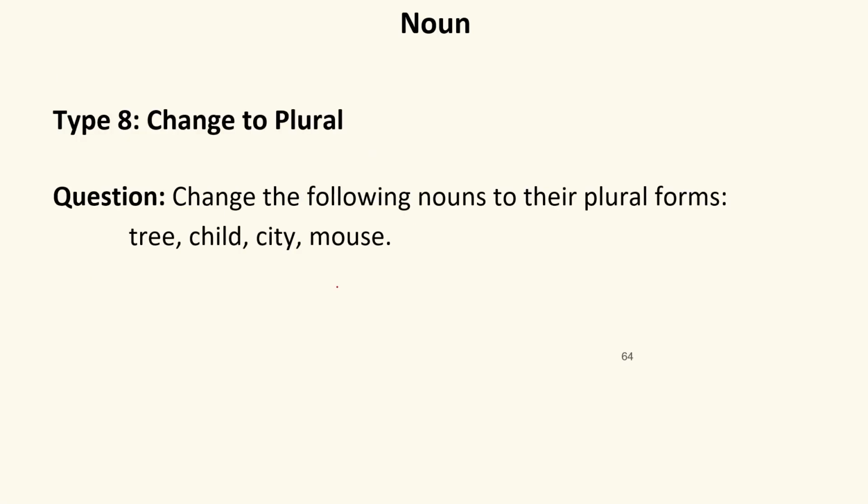Change the following nouns to their plural forms. Now tree can be converted into plural form like trees. Child is children. City. Now this word ends with Y. Whenever we convert such a word into plural form, we replace Y with IES. So it will be converted like this: cities.